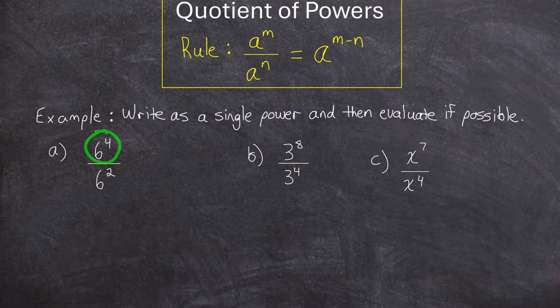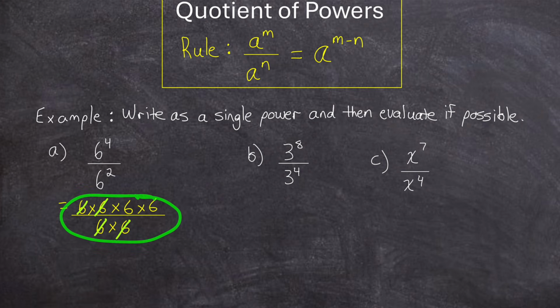6 to the power of 4 just means 4 factors of 6 being multiplied together. And then 6 to the power of 2 means 2 factors of 6 being multiplied together. And then since 6 divided by 6 is 1, I can cancel that pair of factors, and then I can cancel another pair of factors of 6 as well. And now I need to figure out how I can represent this as a power. Well, it's still a repeated multiplication of factors of 6, so the base of my power will still be a 6. But how many factors of 6 do I have?